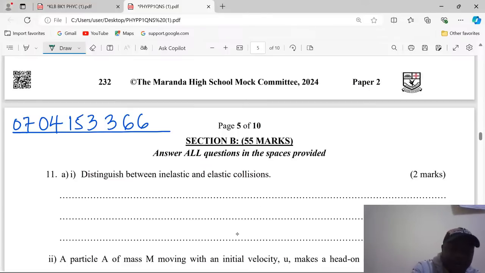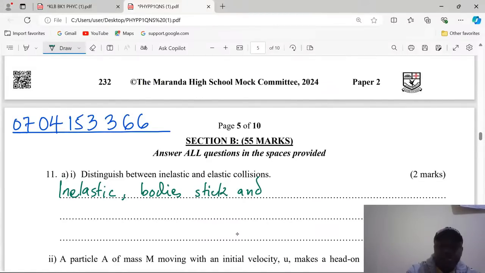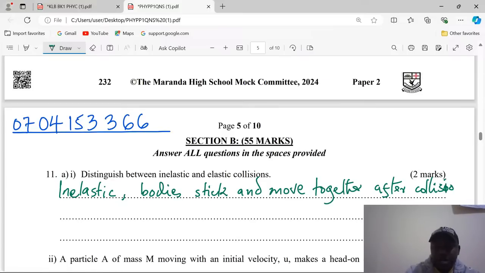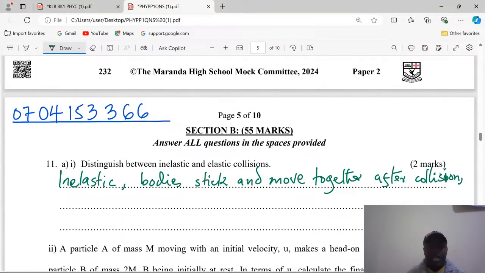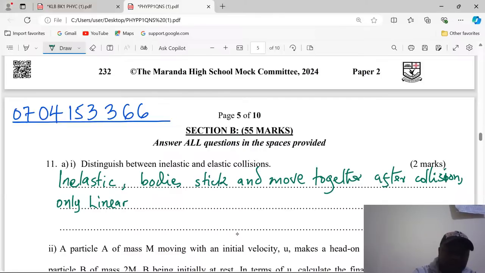So in an inelastic collision, bodies stick together after collision, and stick and move together after collision. This is just a description of the type of collision. You should go ahead and give a scientific description, whereby we say only linear momentum is conserved.